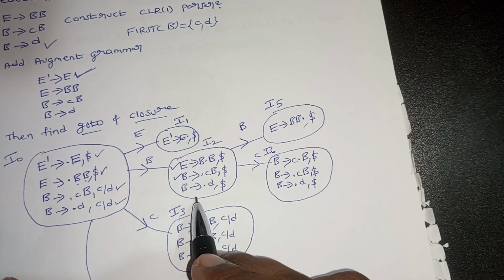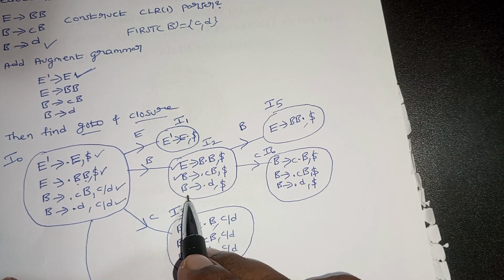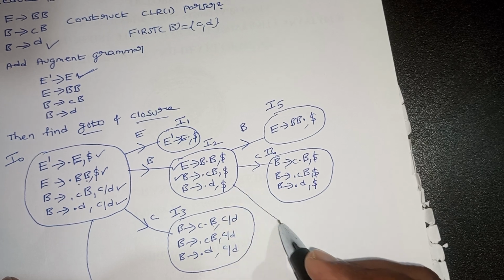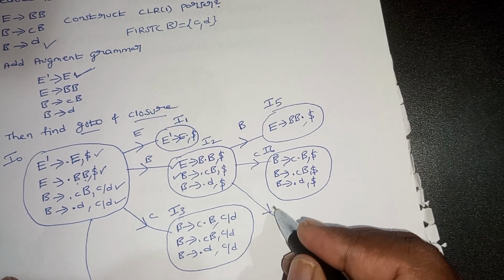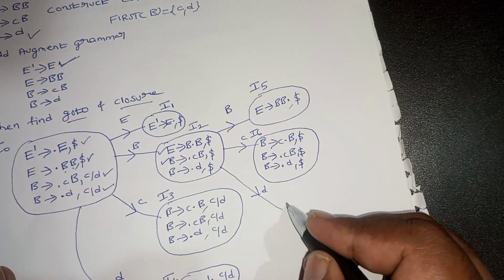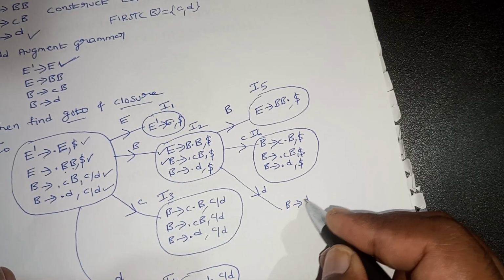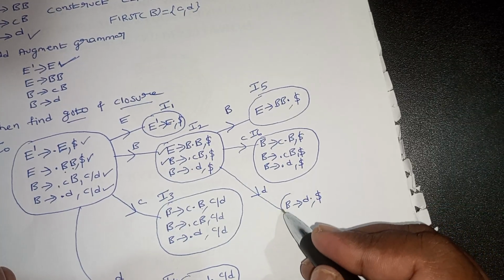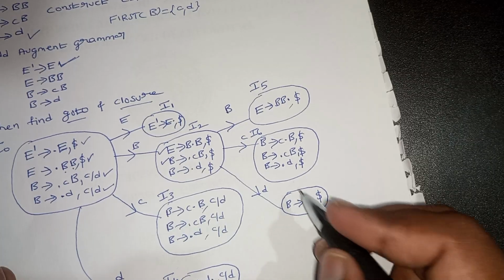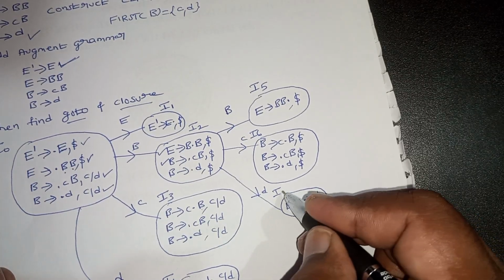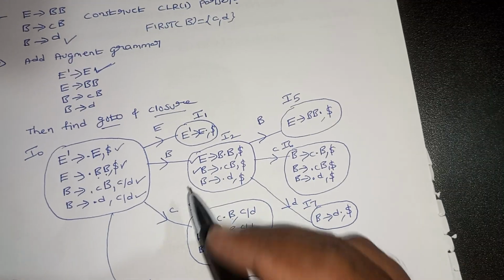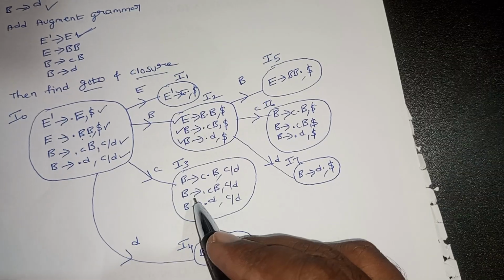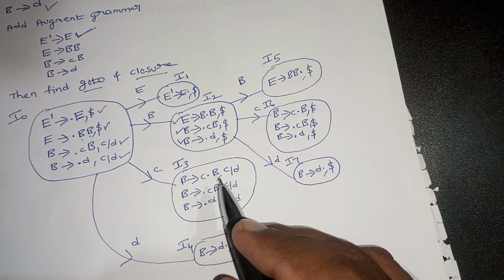Now for this, perform the goto operation on D. So B tends to D dot, comma dollar. Name it as I7. Now in this I2, all three are over. Now take I3, you have to do the same.